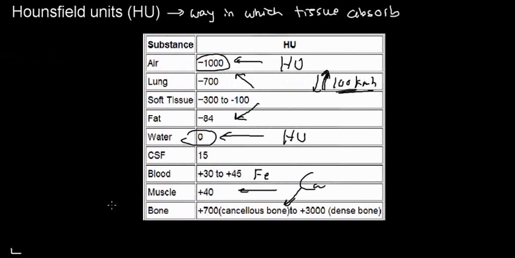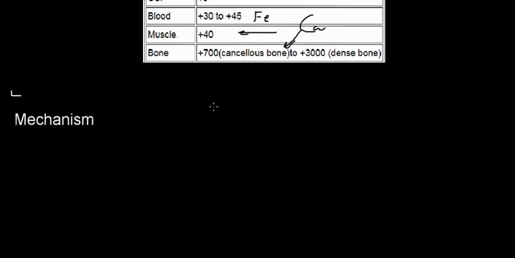Hounsfield units are the way in which we can categorize how tissues absorb and attenuate radiation. And for water, the Hounsfield unit is 0, and for air, it is minus 100. Hounsfield units, minus 100. And we're almost done. What we need to discuss is the mechanism.